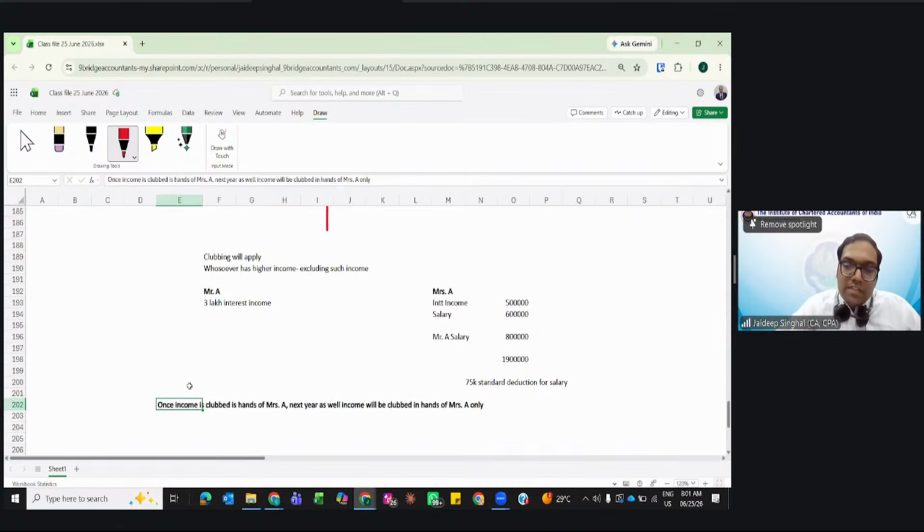Once income is clubbed in the hands of Mrs. A, next year as well income will be clubbed in the hands of Mrs. A only, even if Mr. A has higher income. Clear?